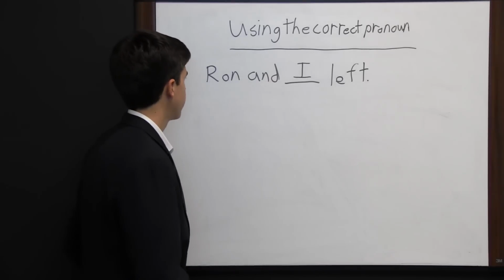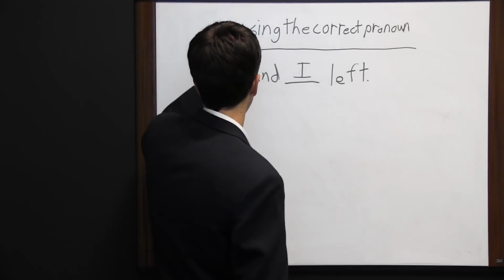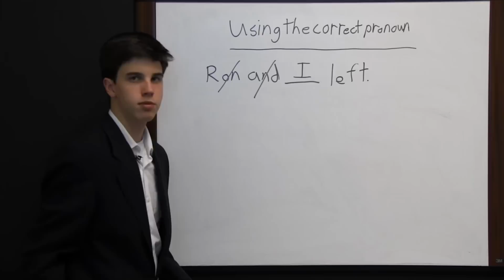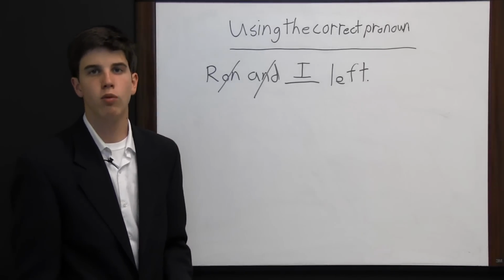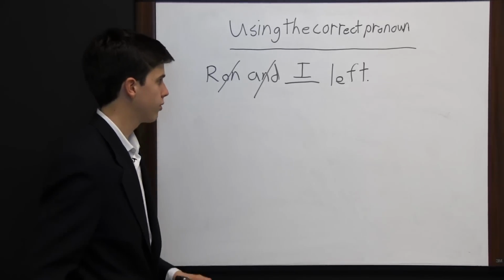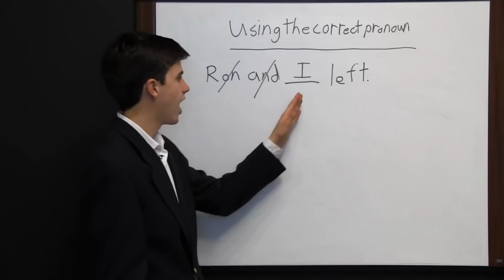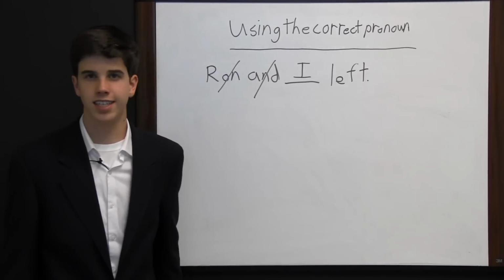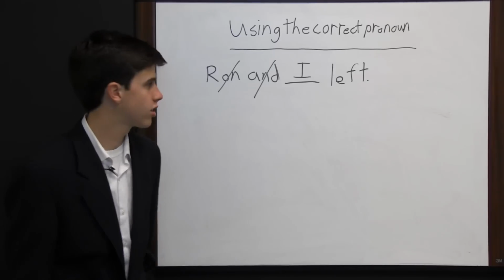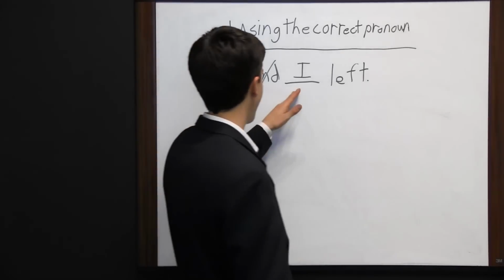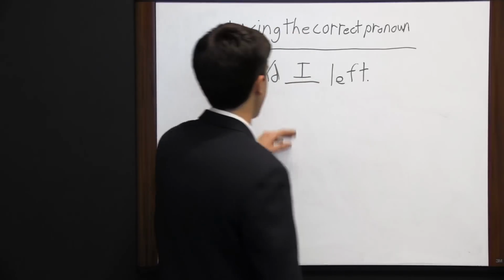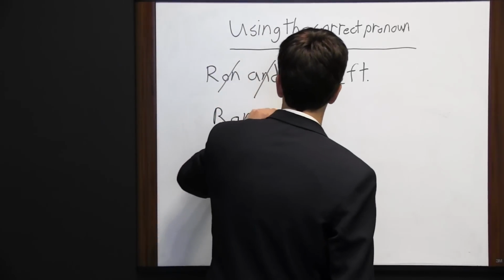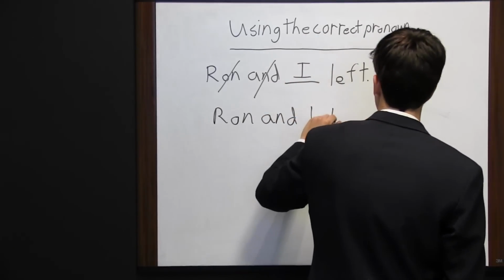Now, there is a grammatical way to come to that conclusion, but there's an easy trick to figure it out. Try removing the first noun in the sentence. So if we remove Ron and then we just read the sentence like this, it's much easier to figure out which pronoun to use. We can read the sentence two ways. We can try I left, or we can say me left. Me left obviously is not grammatically correct. So the correct pronoun here must be I left. So then that means we can plug I into the sentence, and the sentence makes sense, like Ron and I left.